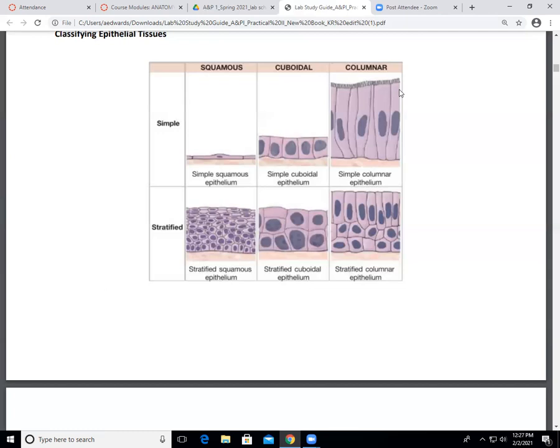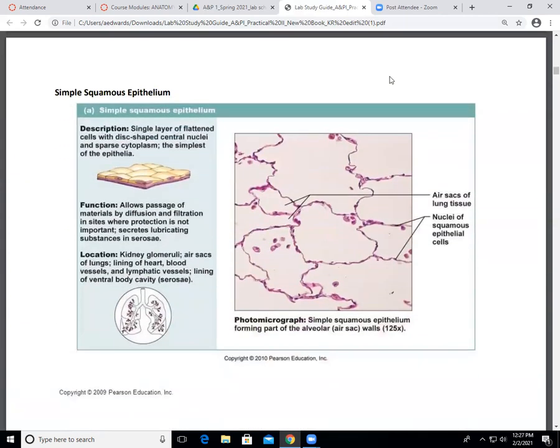So, all right. So what are the 2 ways that we classify epithelium again? By what and what? Number of layers and the shape, right? Number of layers and shape.